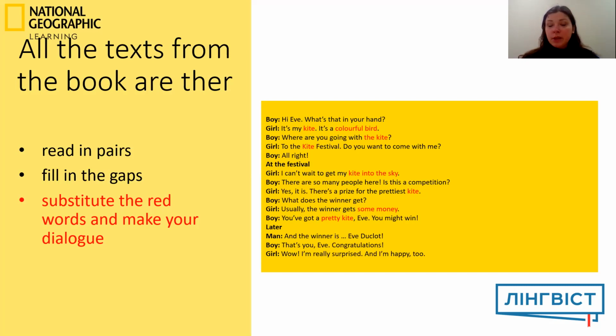Here is a kite competition. I'd like to have a dog competition. So I will say, hi Eve, what's on your head? It's my dog. It's a black dog, and so on and so forth.